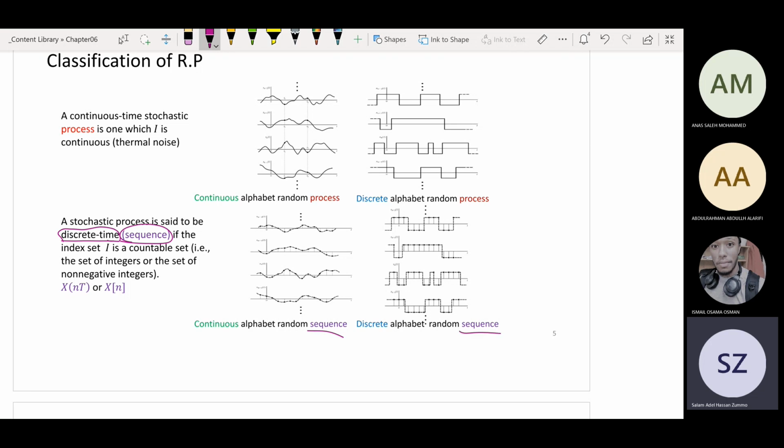Okay, this is discrete alphabet, discrete time, which is a random sequence, and you can see that this is, for example, a sampled version of this. You can see that it's only defined at discrete times, and it has 2 amplitudes. Okay, so in general, you can have one of the 4 different classes of the random process. And so on.